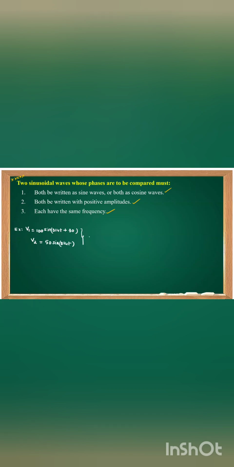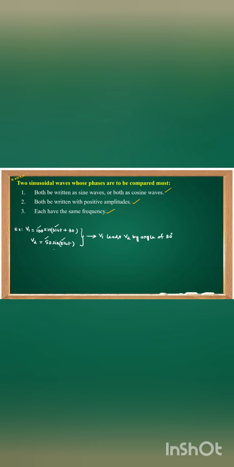Now, if you have to compare these two waveforms, V1 has plus 30. Frequencies are equal, that's why you can compare. And amplitudes are positive. This is a positive amplitude, this is also positive. Now you can easily compare. Then how to write this? V1 leads V2. By what angle, friends? V1 leads V2 by an angle of 30 degrees.